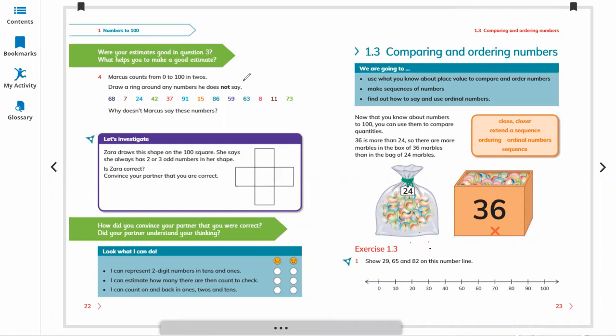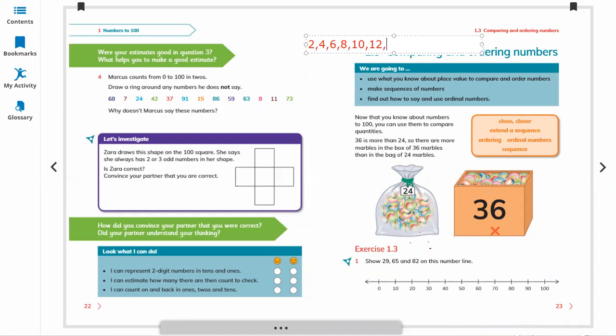So let's count in twos. What are the numbers that we are going to say in twos? 2, 4, 6, 8, 10. So let me write it here for you. That will be helpful for you. Counting in twos, we will say 2, 4, 6, 8, 10. Counting in twos, guys.